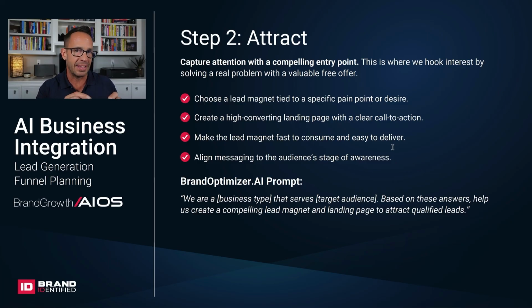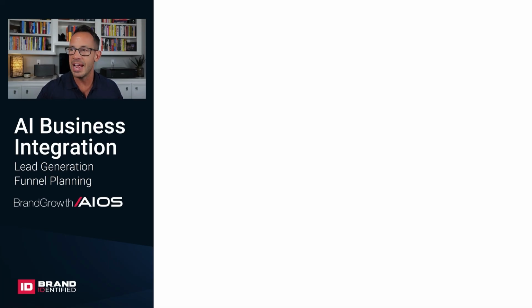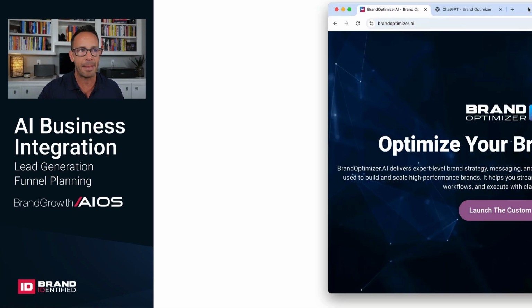So I want to make sure you're taking this prompt and all the next prompts and adding them into that custom GPT over at BrandOptimizer.ai and not just ChatGPT or any other large language model. For example, this prompt is: we are a, and you insert your business type there, that serves a target audience, so insert your target audience there. And then based on these answers, help us create a compelling lead magnet and a landing page to attract qualified leads. So you're going to take that prompt, take those 10 questions from step number 1 and the 10 answers to those questions, and add that over into BrandOptimizer.ai.